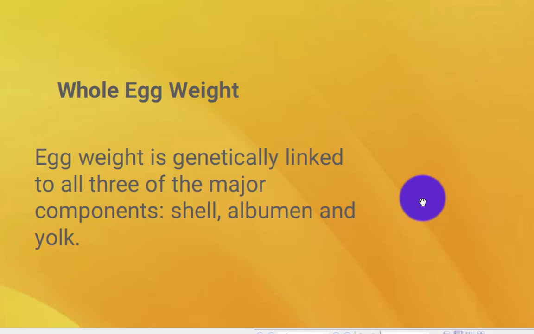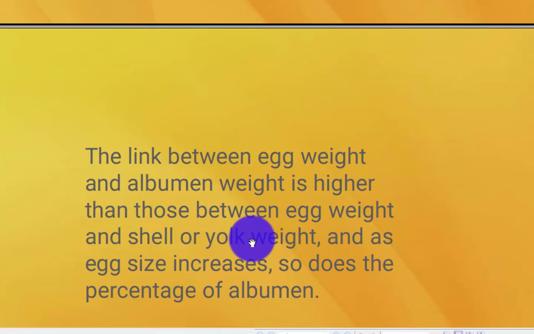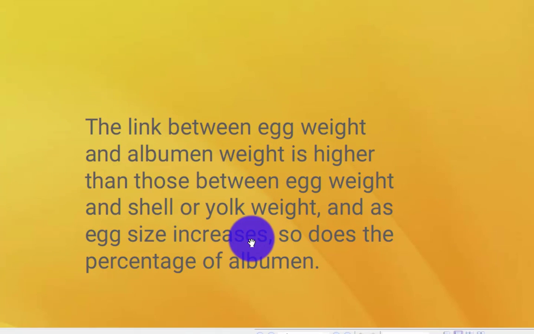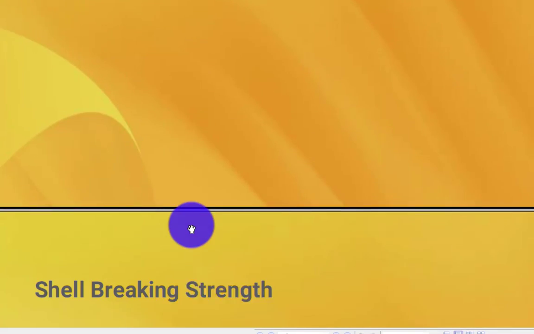The parameter we measure is the whole egg weight. Egg weight is genetically linked to all three of the major, very important quality components: shell, albumin, and yolk. The link between egg weight and albumin weight is higher than those between egg weight and shell or yolk weight, and as egg size increases, so does the percentage of albumin.